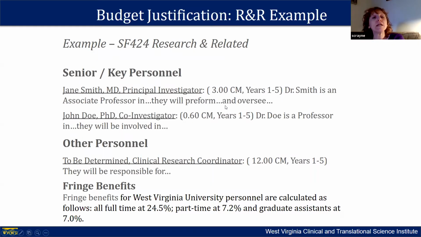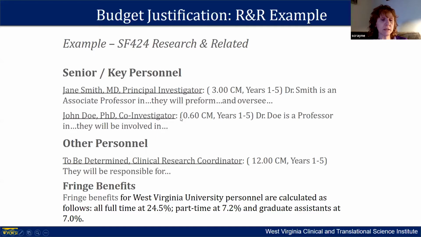Next. Okay, so your senior and key personnel, these are your people who you're going to have bio sketches for, and these are only WVU employees. And this would also only be the state portion of their effort. The UHA portion, if they're clinicians, we'll see that later under other direct costs.